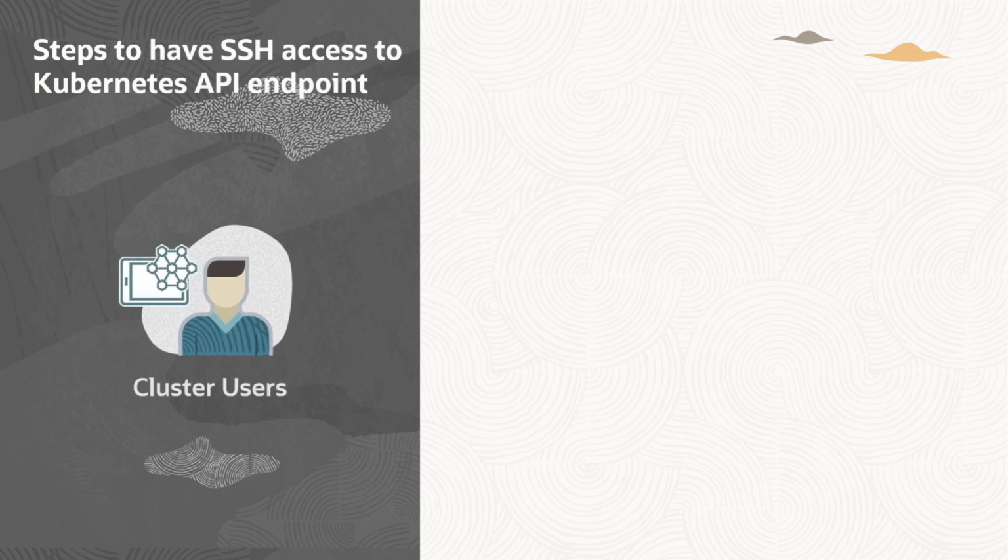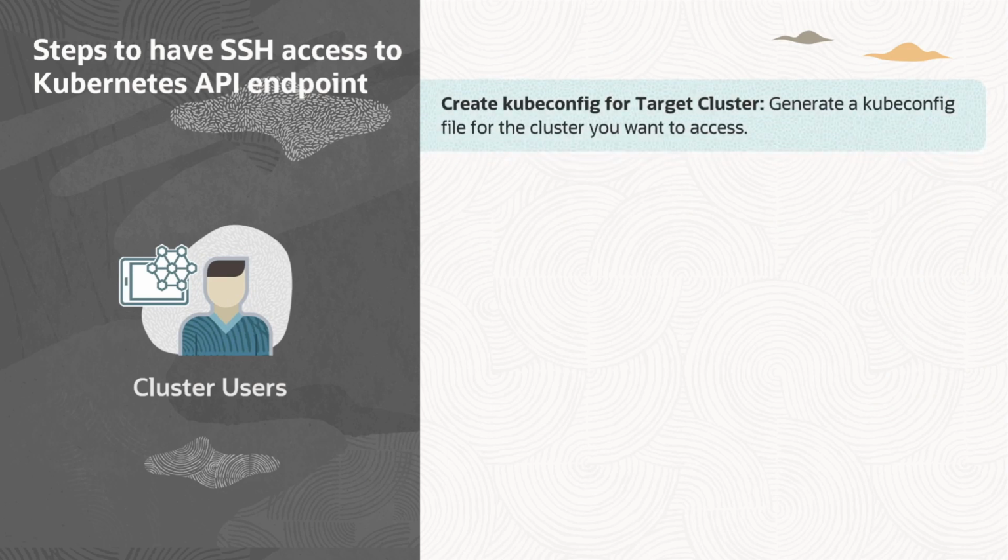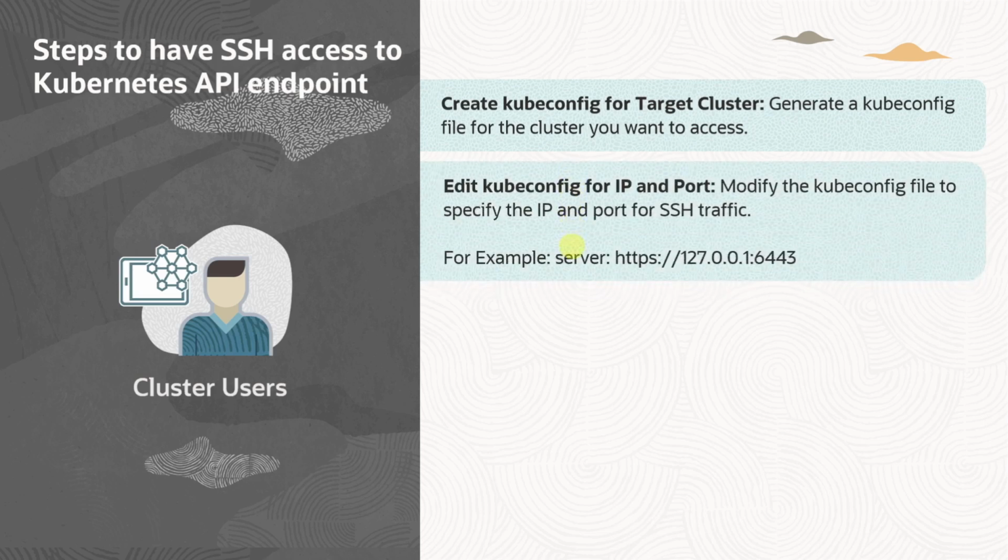As a cluster user, here's a step-by-step guide to create a bastion session for accessing the Kubernetes API endpoint. If not done already, create the kubeconfig file for the desired cluster using OCI CLI. Edit the cluster's kubeconfig file to specify the IP address and port for listening to SSH traffic. You can do so by locating the line server: and the HTTPS URL. Specify the IP address and the port, which is 6443.